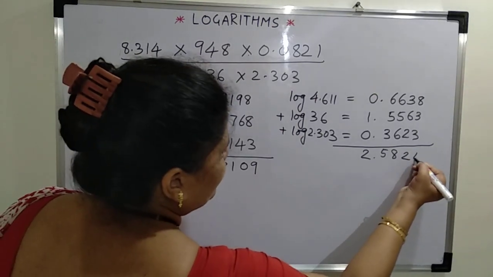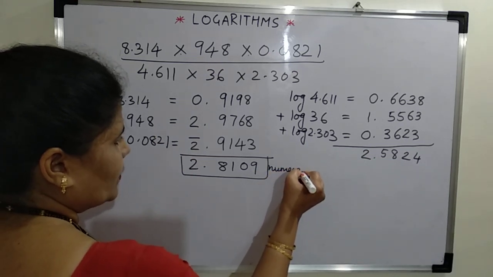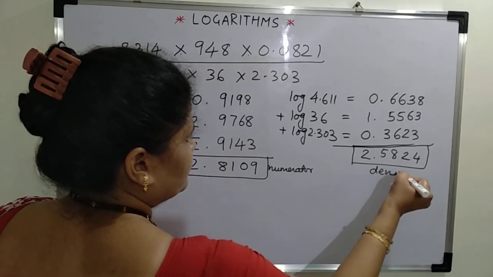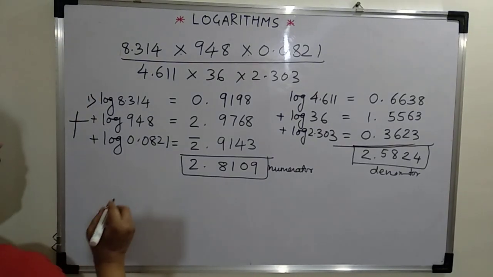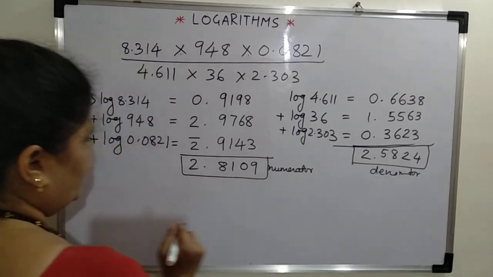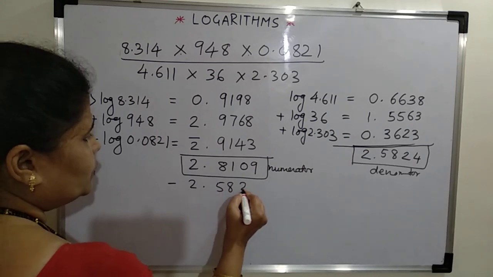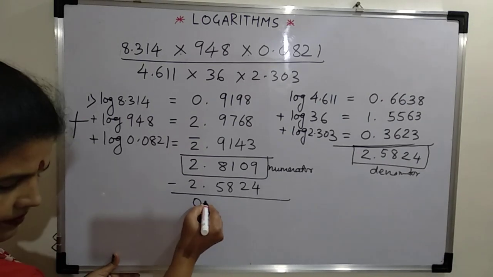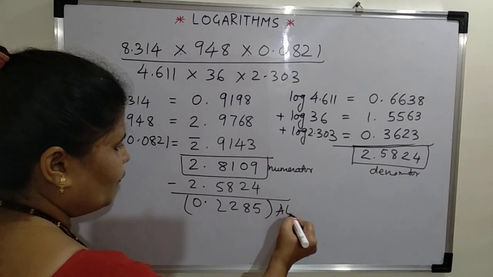2.5824. Now this is what I got, the value for the numerator, and this value I got for the denominator. Now if I see numerator divided by denominator, what will be my next calculation? This minus this value. So let us subtract this total from this 5824. So the difference here is 0.2285. Now I will see the antilog for this.